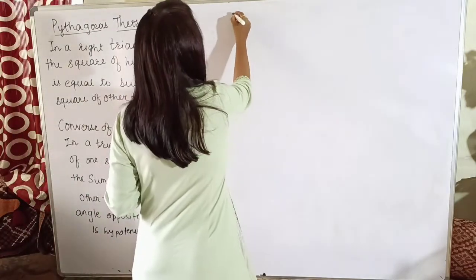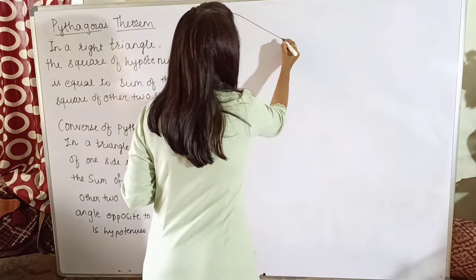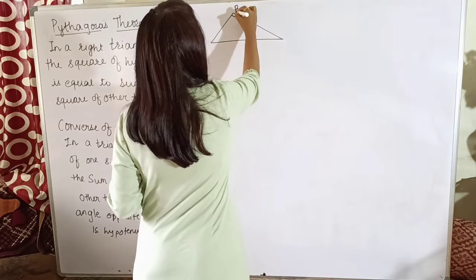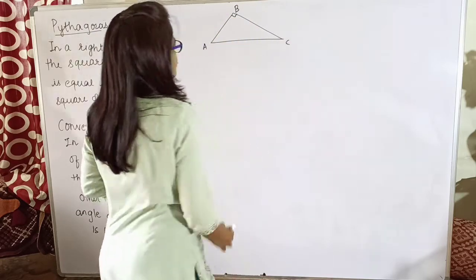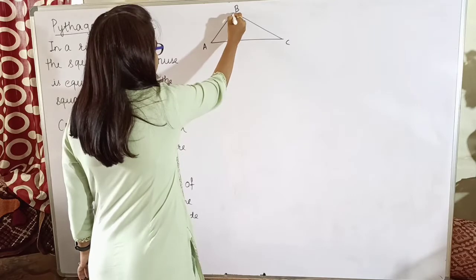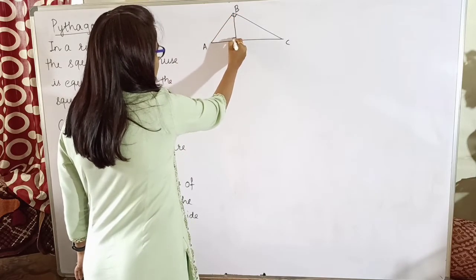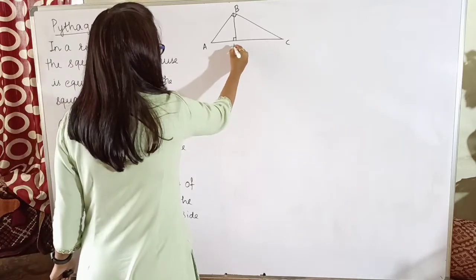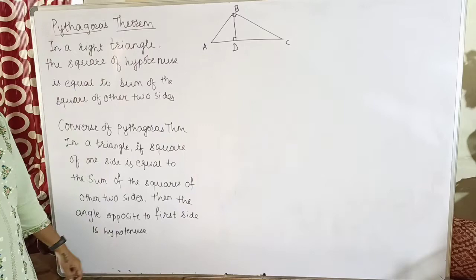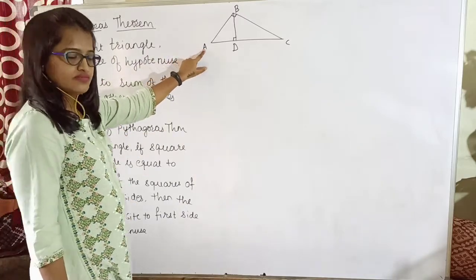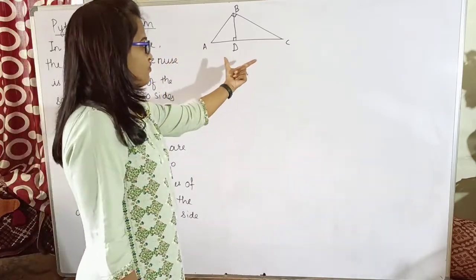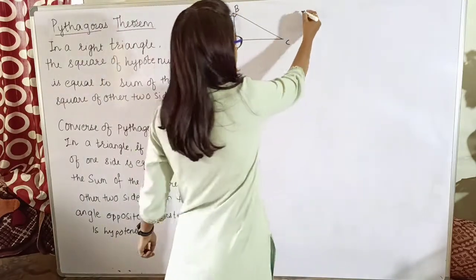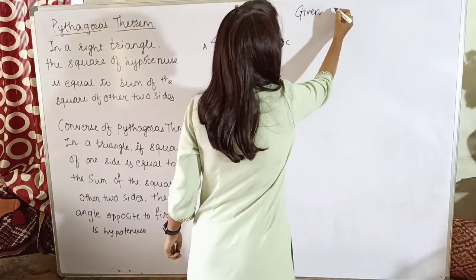So now let us construct a right angle triangle. I am constructing a right angle triangle in this way, where my angle B is 90 degrees. Now I am drawing a perpendicular from B which is intersecting AC at point D. So ABC is my right angle triangle. According to the theorem, what will be the hypotenuse? AC, and what are the two sides? AB and BC.